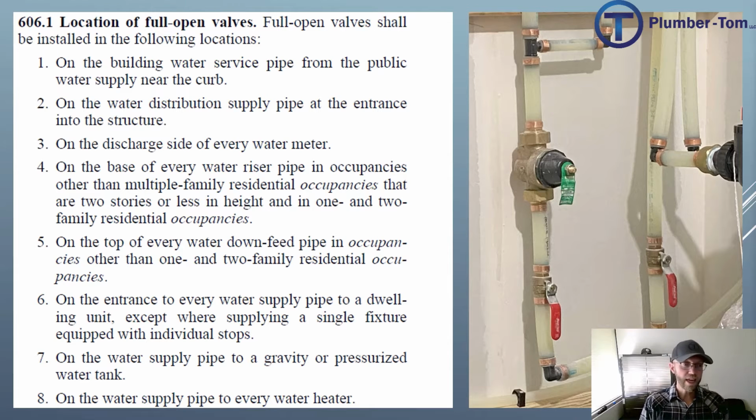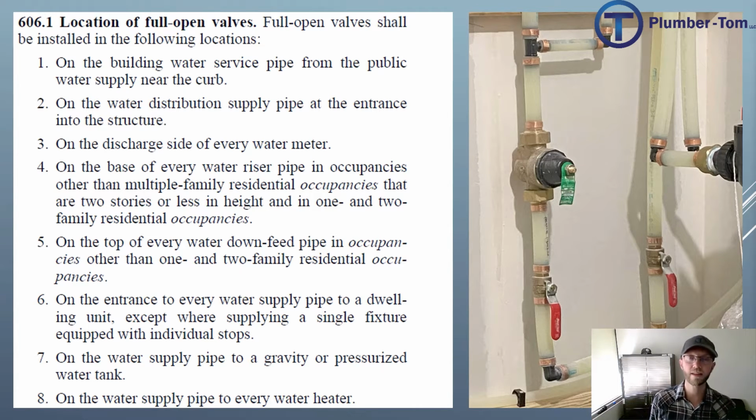Number 6, on the entrance to every water supply pipe to a dwelling unit, meaning if you have a series of townhouses or a group of homes that are all in the same building, you'd want an individual valve for each space. Number 7, on the water supply pipe of a gravity pressurized water tank. Again, if there's a tank on the roof or if there's some way that we're feeding water from a tank, definitely need a valve there.